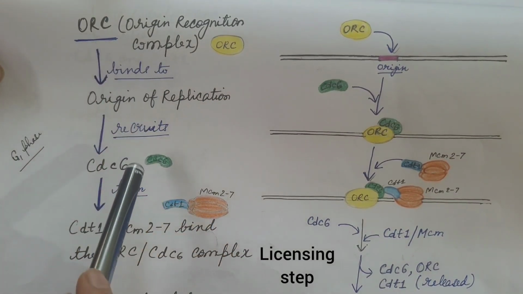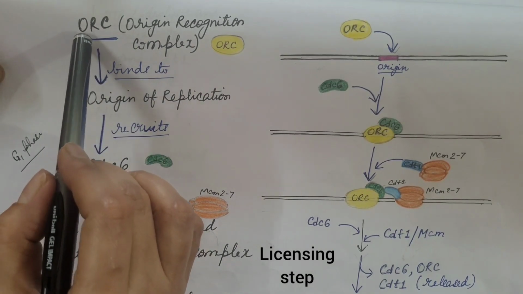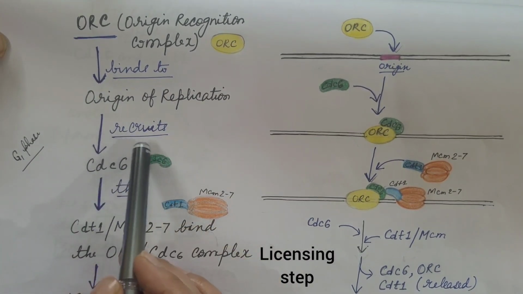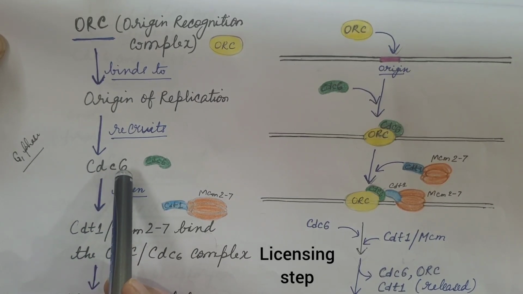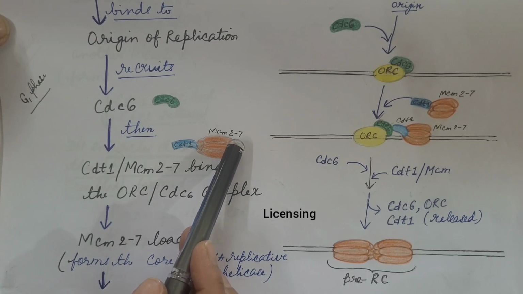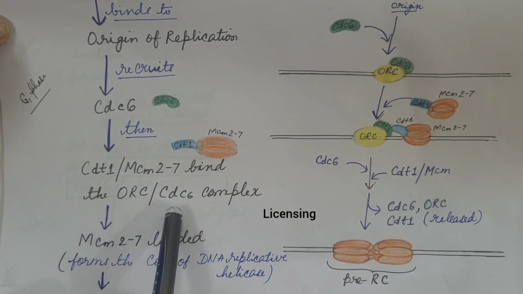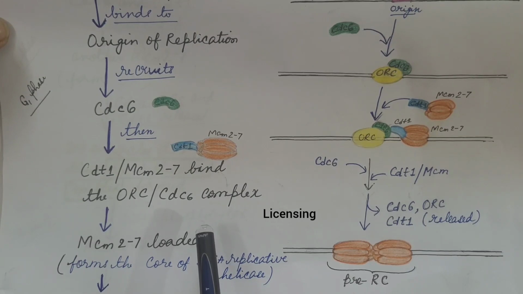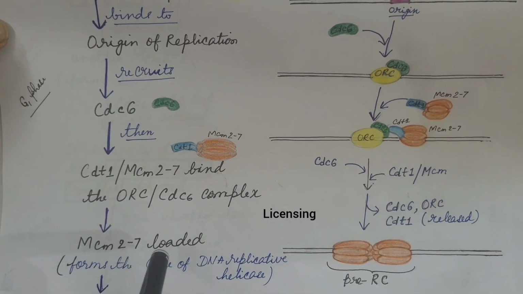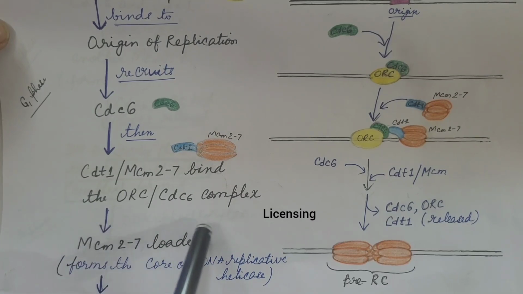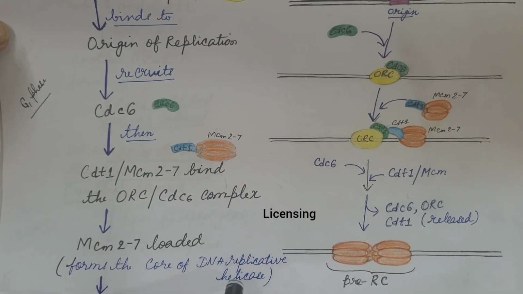Now let us see the different events that take place during initiation in detail. ORC, that is origin recognition complex, binds to the origin of replication. This then recruits CDC6 protein, cell division cycle 6 protein. After that, CDT1 and MCM2-7, which is a hexamer, bind the ORC-CDC6 complex. CDT1 is chromatin licensing and DNA replication factor 1. This CDT1 stabilizes a single MCM2-7 hexamer and loads it onto the chromosome. Hence, we say that MCM2-7 is loaded. This MCM2-7 forms the core of the DNA replicative helicase.